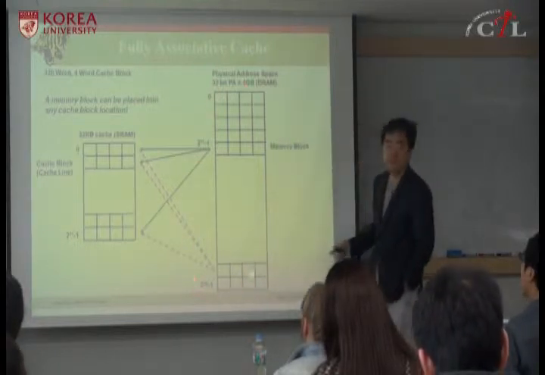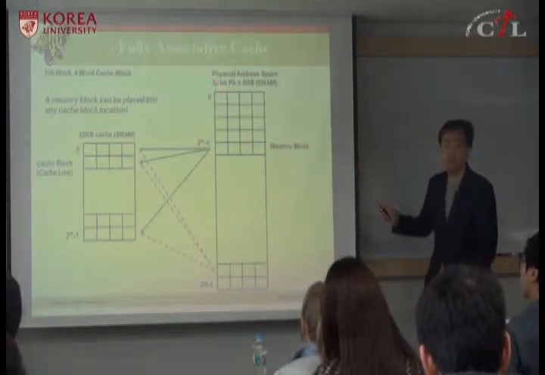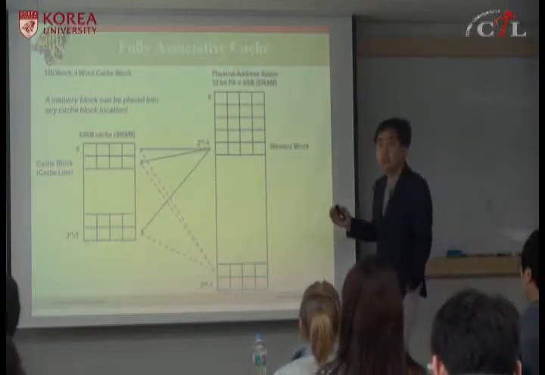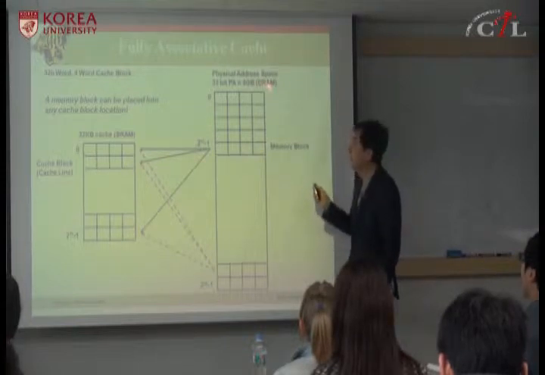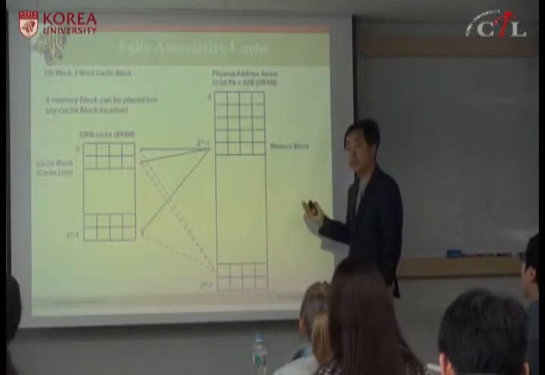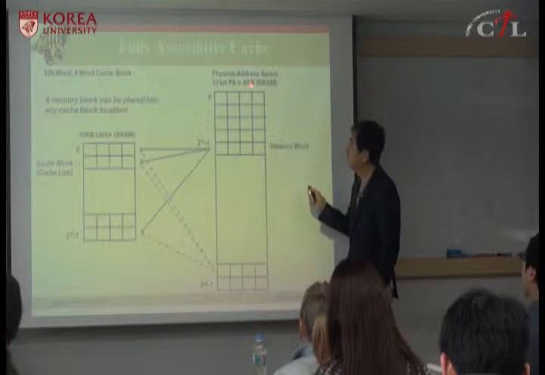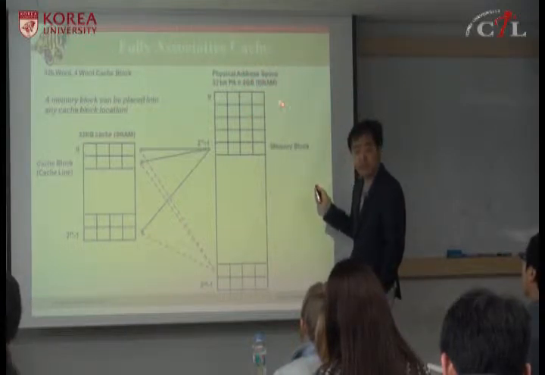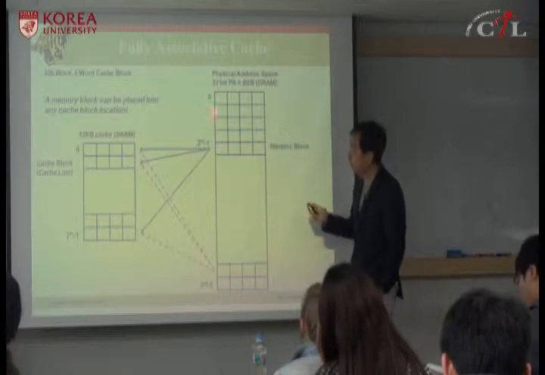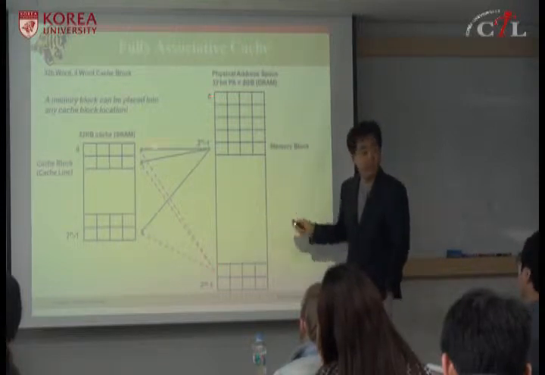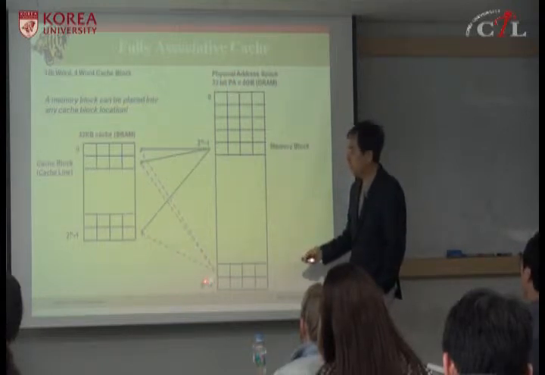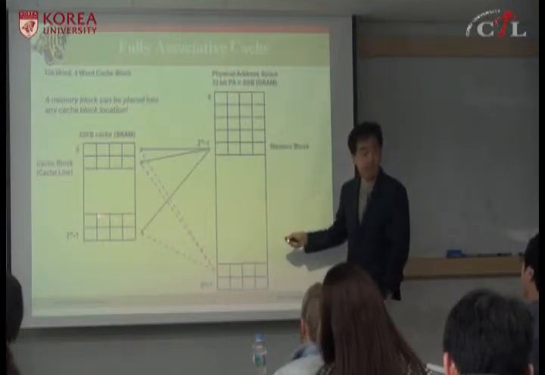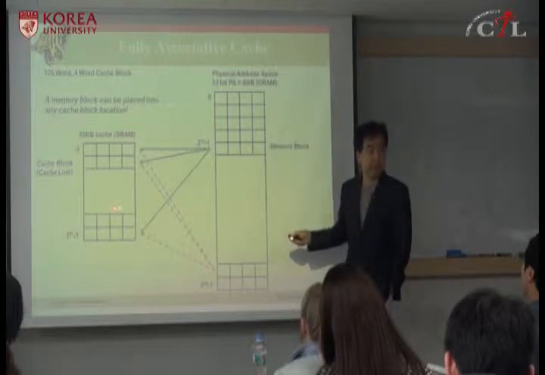In the memory, assuming a 32-bit physical address, you can have up to 4 gigabytes of DRAM main memory. If you divide 4 gigabytes of DRAM by the cache block size, this is 2 to the power of 32 bytes divided by 2 to the power of 4 bytes, which is the cache block size. So you have 2 to the power of 28 blocks. You are trying to map these 2 to the power of 28 blocks to 2 to the power of 11 cache blocks.